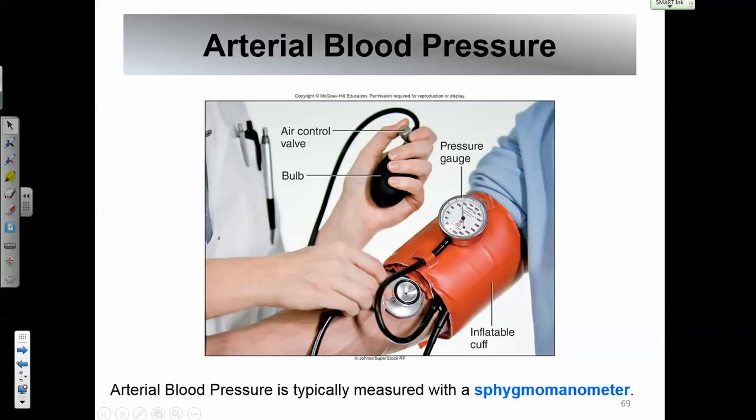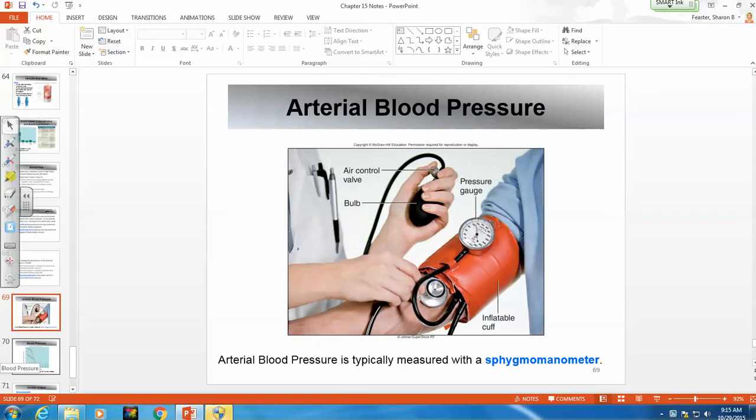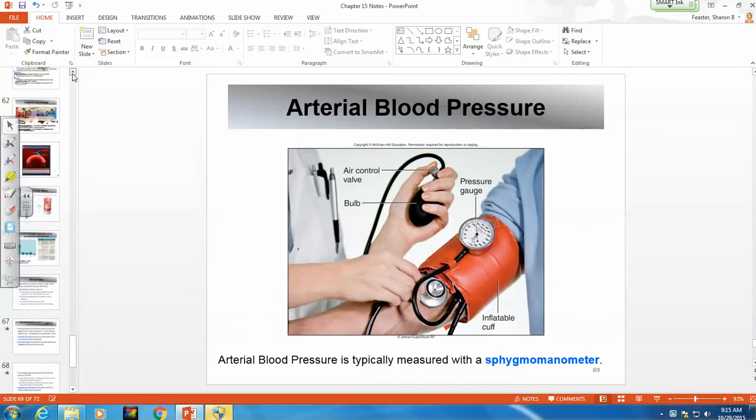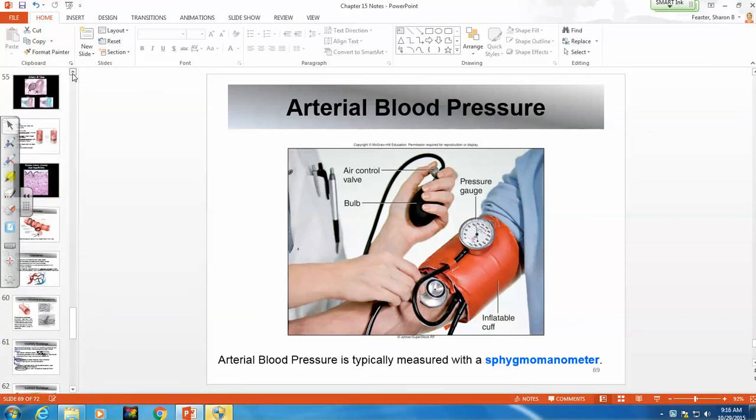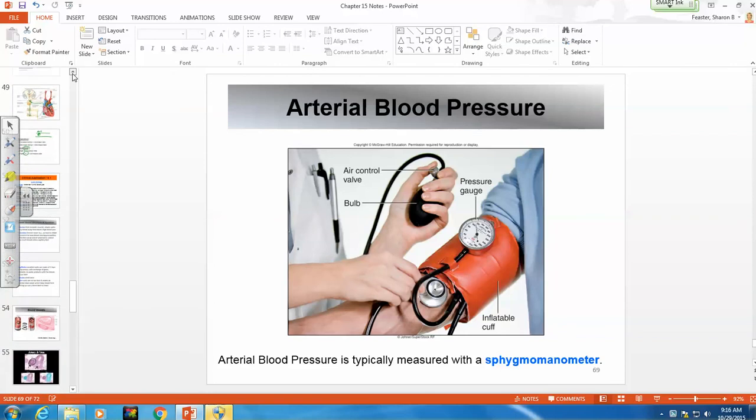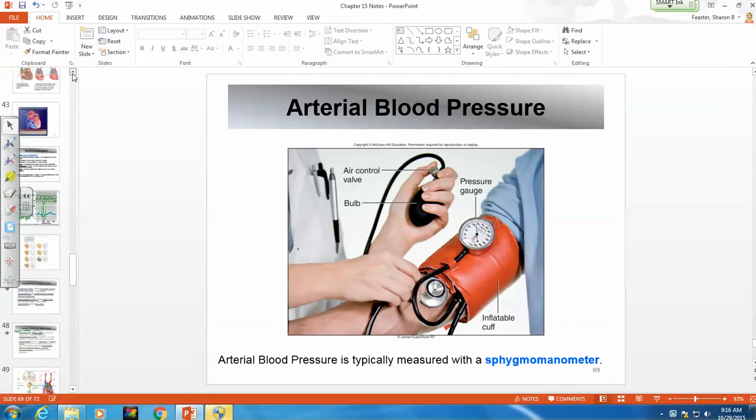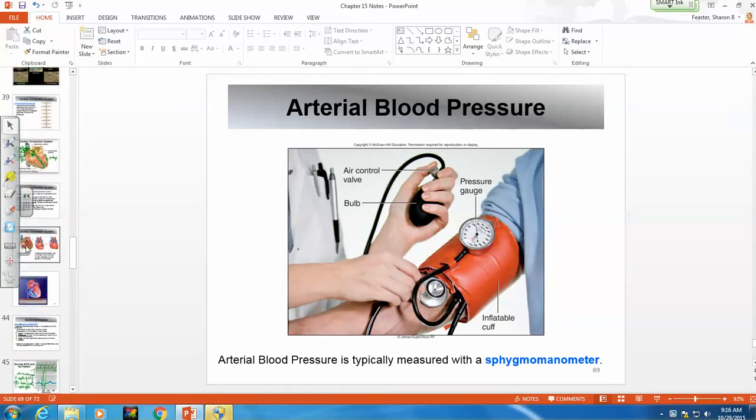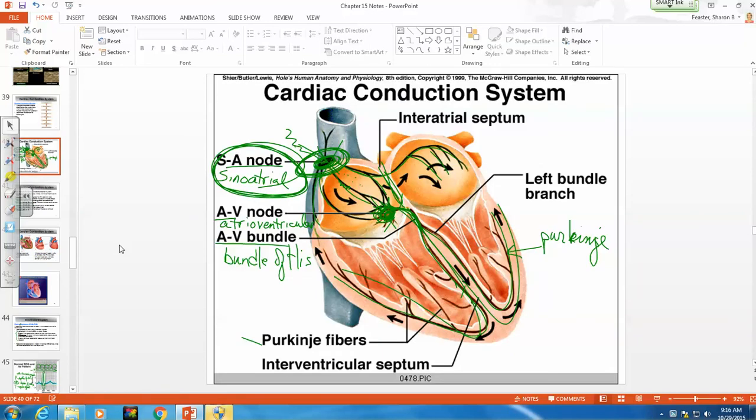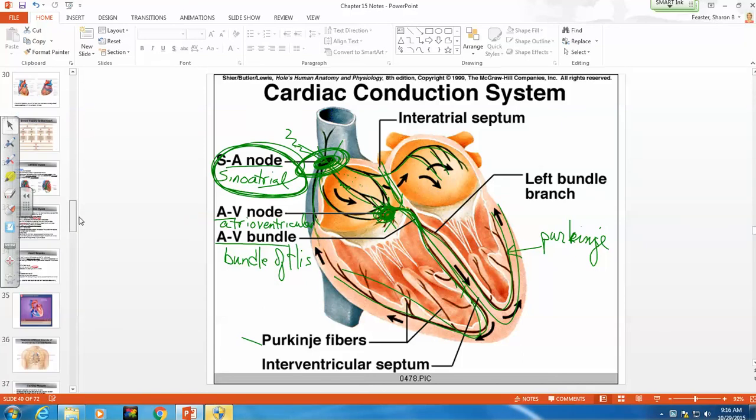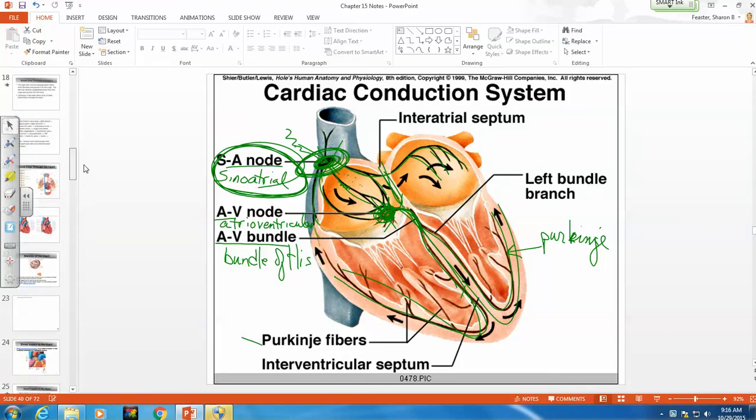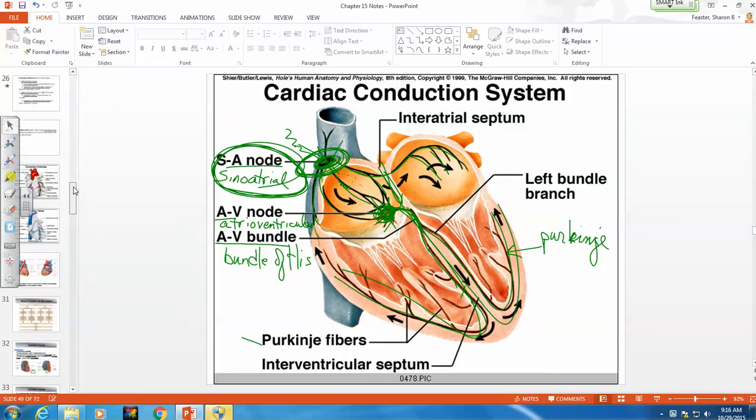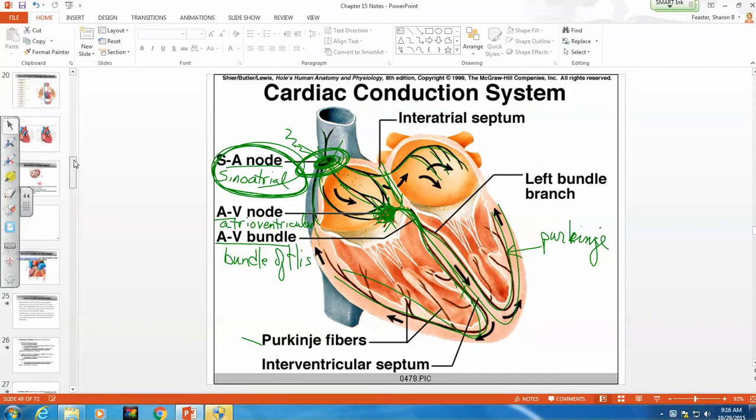I need a picture of the heart. Let me pull this up. Oh, that was a good one. I could have had it. Let's see. Sphygmomanometer. Like Sphinx. Nope, that's not what I want.